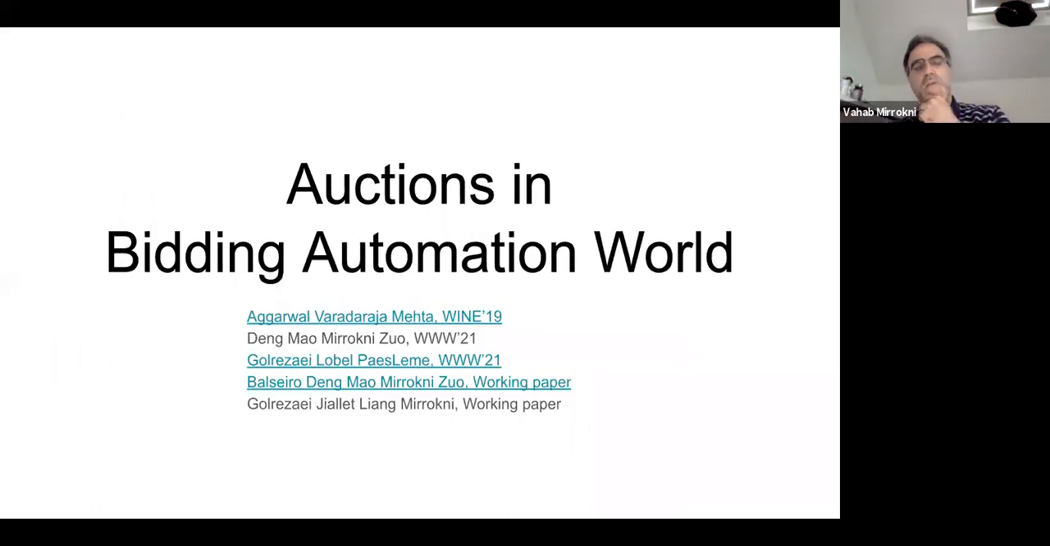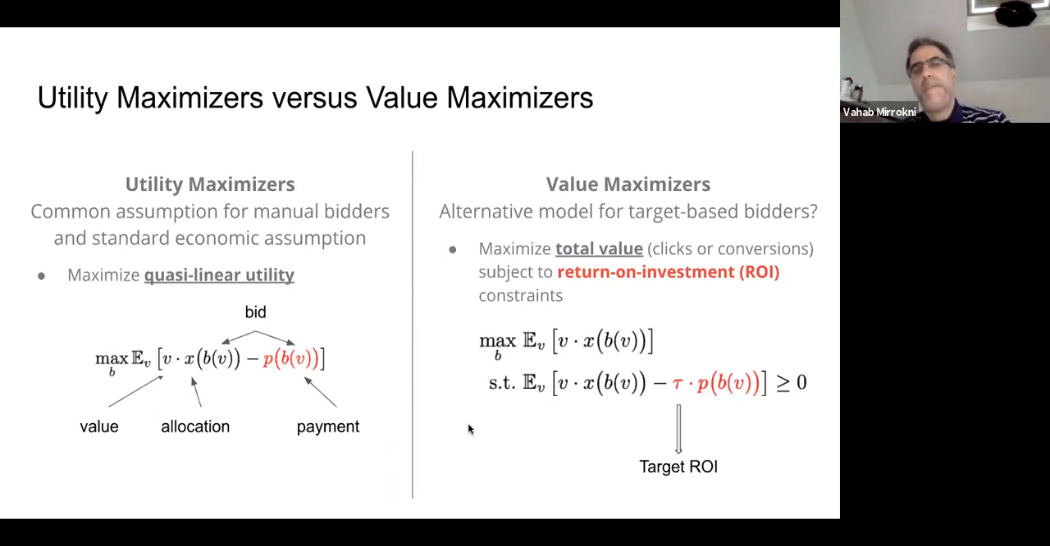So the first part is about auctions in the auto bidding world. It's based on three published papers and two working papers. In order to discuss auction automation, we have to distinguish between two types of advertisers. I should emphasize that the first part is more auction design and is very much advertising oriented, and the next parts are more high-level optimization and online optimization.